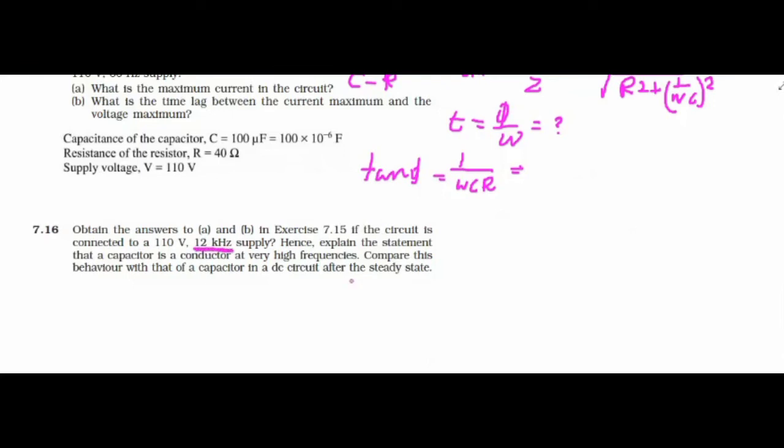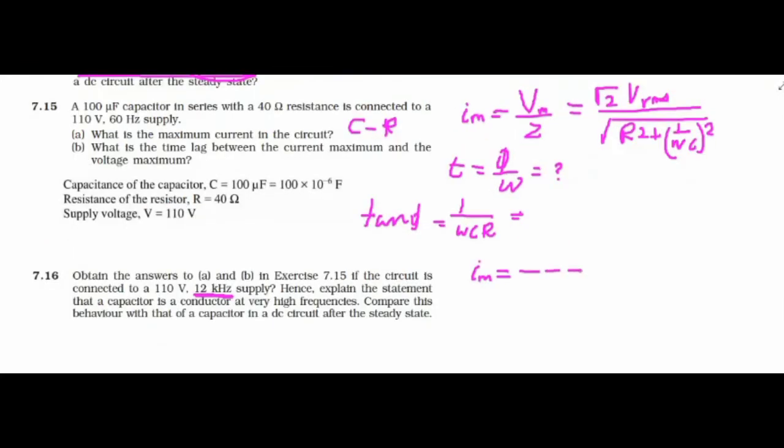High frequency has to be used. And in such a situation, again you have to calculate the value of Im using the same formula as in question 15. Find the value of Im. Then again find the value of time lag t using the equation t is equal to phi by omega. And here again you need to find the value of Z using the same equation: Z is equal to under root R square plus (1 by omega C) the whole square.